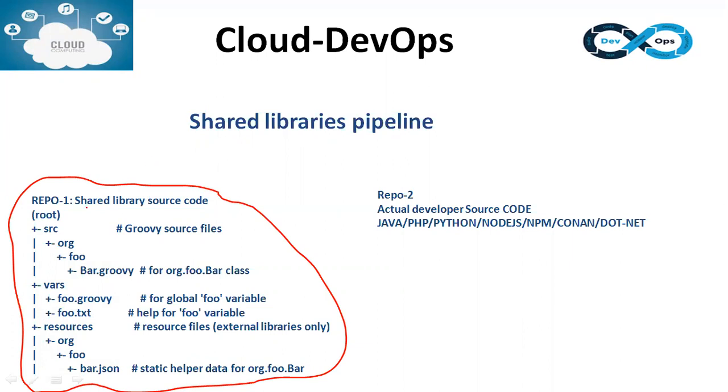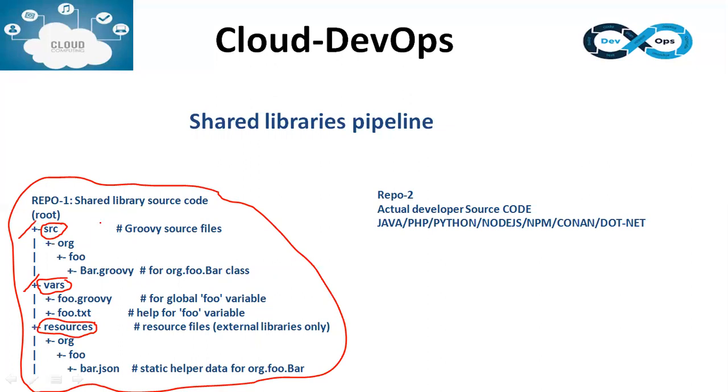If you get a chance to open any shared library repository, at first look itself, you can see the SRC folder will be there, the VARS folder will be there, and the resources folder will be there. Sometimes the resources folder might not be there, but the SRC and VARS folders are the two things that must be available in any shared library DevOps code.